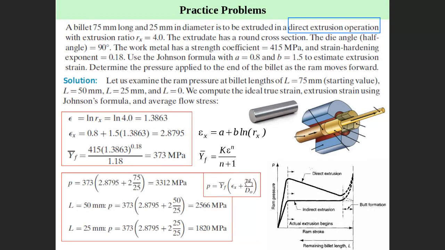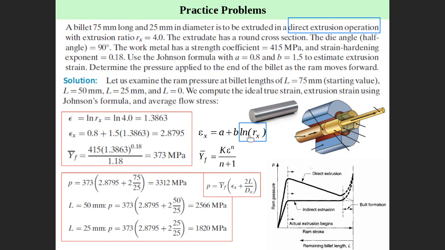We have L and dO. We need to obtain epsilon x and Y bar flow, then put them in the equation. Y bar flow equals K epsilon to the n divided by n plus 1, and epsilon x equals A plus B ln Rx. ln Rx is the true strain, exactly equal to the true strain, right?